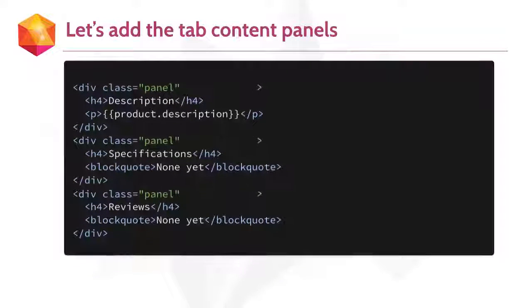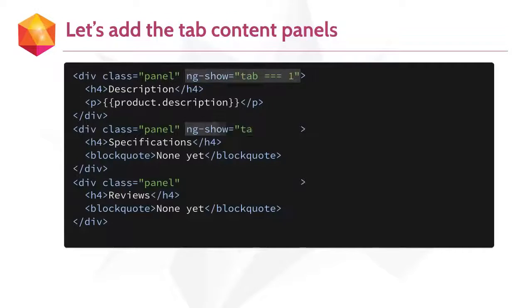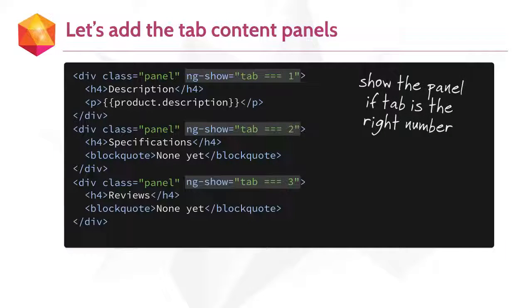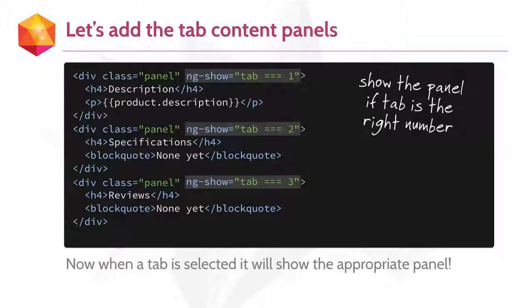Well, we need to use ngShow again. We can say ngShow and this time pass in an expression. When tab is equal to 1, display this one. When tab's equal to 2, show this one. And when tab's equal to 3, show that one. Now when a tab is selected, it's going to show the proper panel.